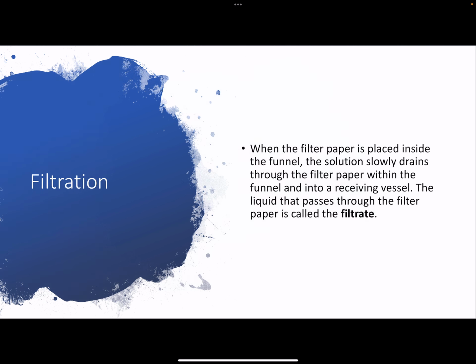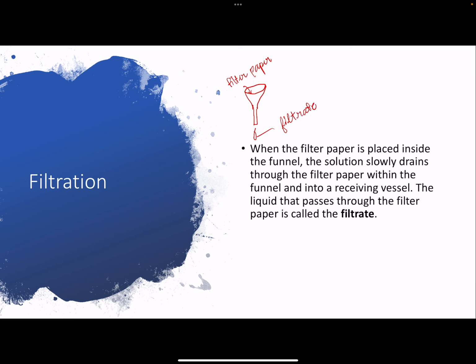Okay, but filtration is very slow. The setup is usually a funnel, and then a filter paper is placed to line the funnel. So that's the filter paper. The liquid that passes through the filter paper is called the filtrate. So what comes out here is called the filtrate.